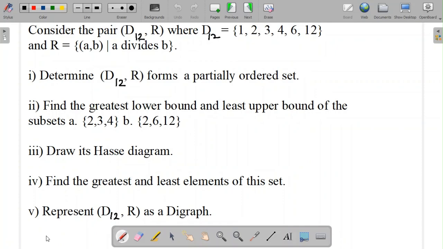Now we determine if this set D12 and this R will actually form a partially ordered set. That's question number one. We'll understand what lower bounds and upper bounds are and find the GLB and LUB of a few subsets of this set. We'll find the greatest and least elements, draw its Hasse diagram, and also represent it as a digraph. Let's get into the problem.